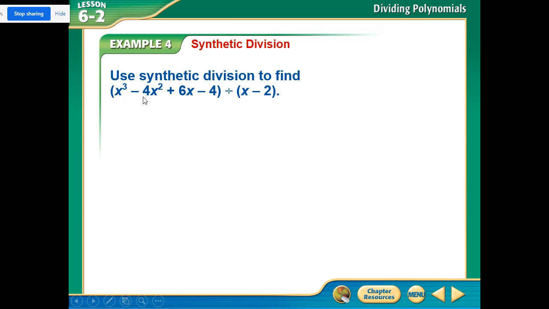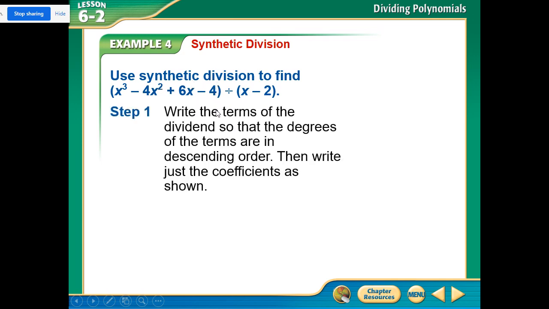So we have 1, negative 4, 6, and negative 4. And we want to write that in descending order. So we're going to write the x cubed first, then the x squared, then the x, and then the constant. The cubic term, the quadratic term, the linear term, and the constant term. So here's all those values. We're going to just basically get rid of all the x's. But we just have to make sure that it's still in the correct order. If we're missing an x squared, we have to keep that place with a 0. We can't not have that in there.